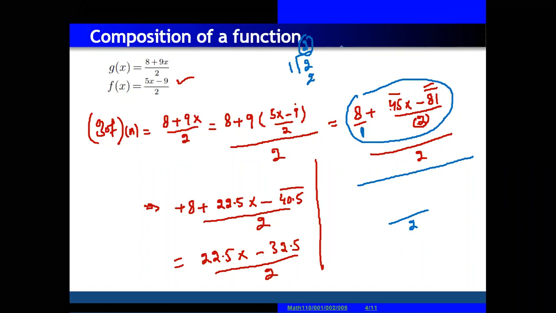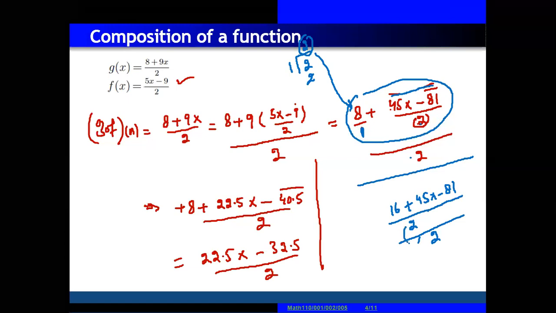The result is 2, and multiply 2 with 8. So 2 with 8 equal to 16. Plus 2 divided by 2 equal to 1, and 1 multiplied with 45x minus 81. So this will be 45x minus 81 divided by 2, and we have this 2 as well, so the whole is divided by 2, again divided by 2.